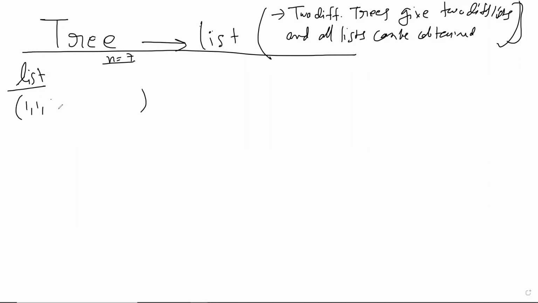Okay. What kind of tree can you make from here? So we want to make a tree from this list, which is like a reverse. We want to make a tree such that the list of that tree is this, right? You want to make a tree.